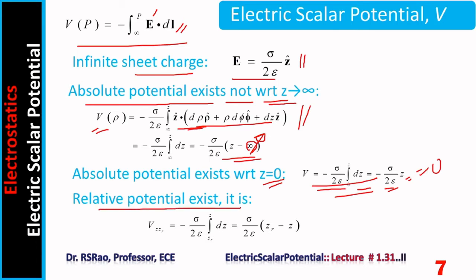Relative potential also exists. Of course, as I already mentioned, for any charge distribution, relative potential exists. It can be computed. Let us say the reference point is zr. Then, this is the expression.